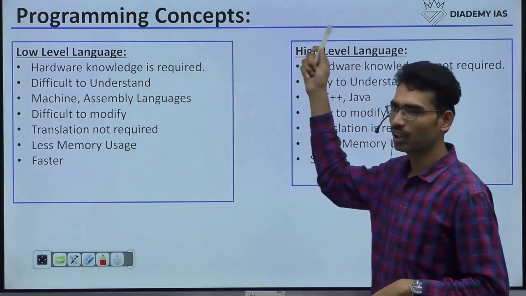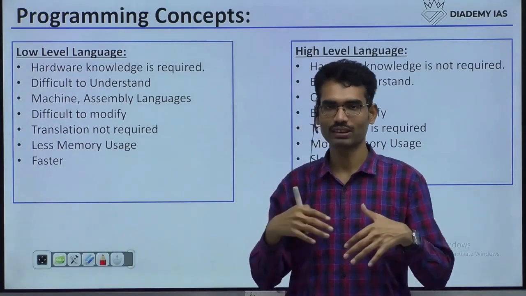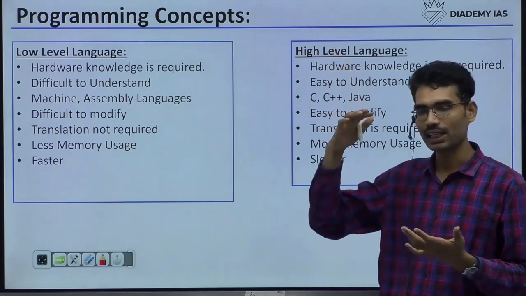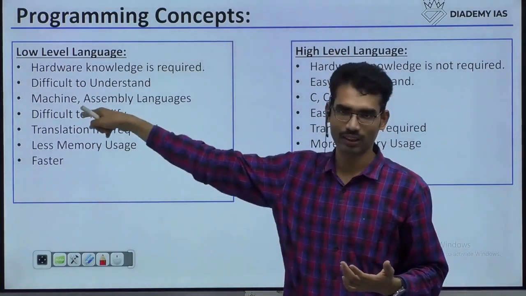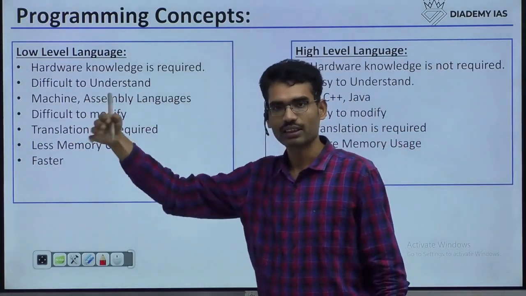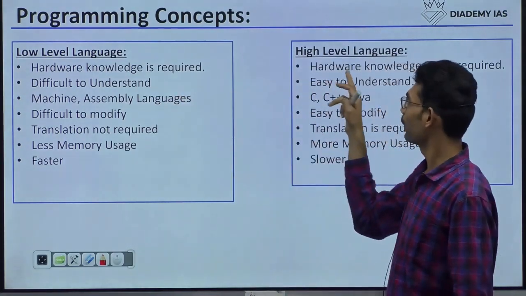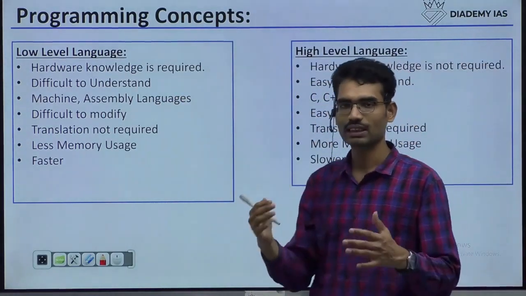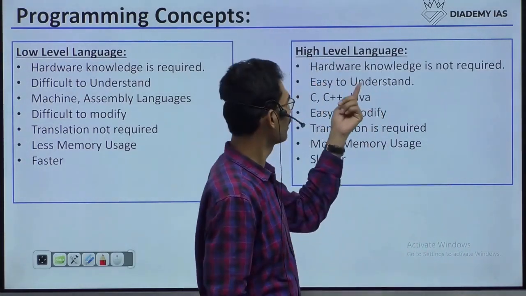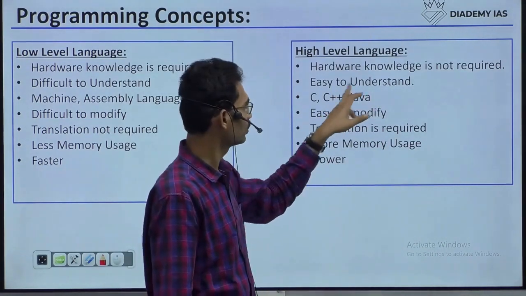When it comes to high level language, English language, you can write normally, you need not worry what exactly happens at the hardware level. Because this high level language anyway is going to be translated into this low level language by another program. Difficult to understand. Naturally for human beings, it's difficult to code in ones and zeros. But when it comes to high level language, C, C++, Java, Python, anything high level language, we can easily understand, like easily understandable language, English, we can use it.